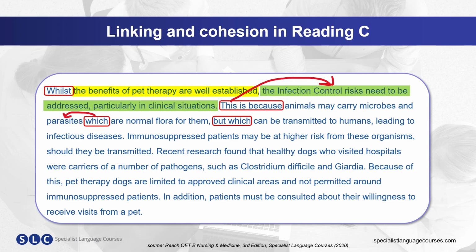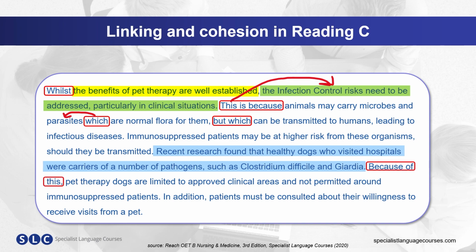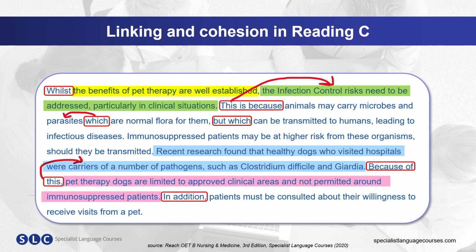We then have the sentence, recent research found that healthy dogs who visited hospitals were carriers of a number of pathogens. And then there is the phrase, because of this, the this referring to the research found. Because of this then introduces the consequence of this discovery, that pet therapy dogs are limited to approved clinical areas and are not permitted around immunosuppressed patients. In addition, is then used to add a further consequence that patients must be consulted before receiving visits from pets.